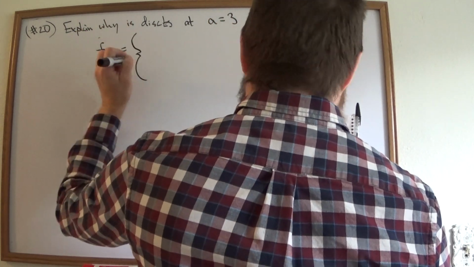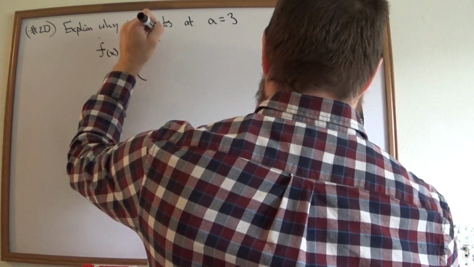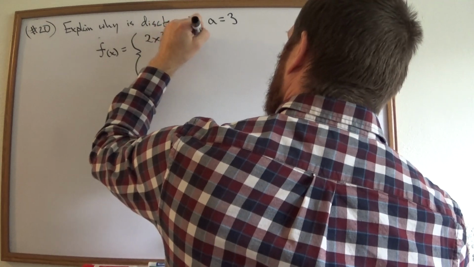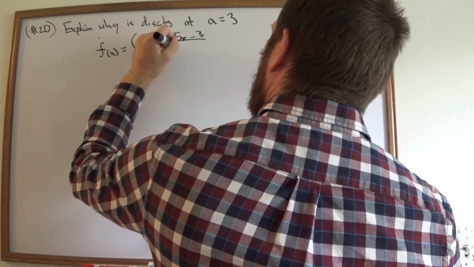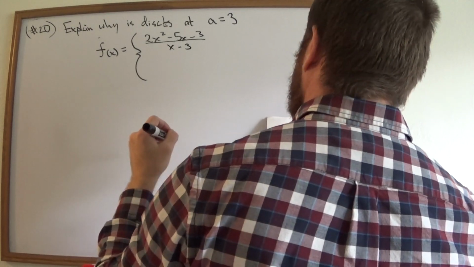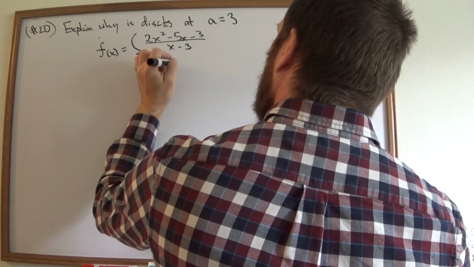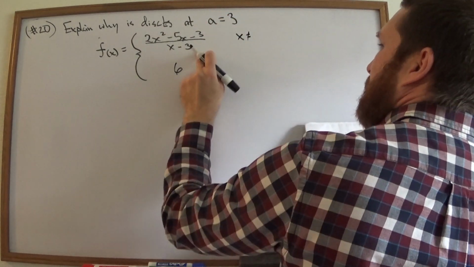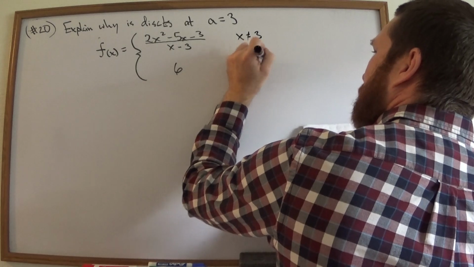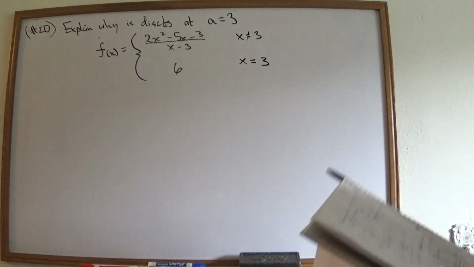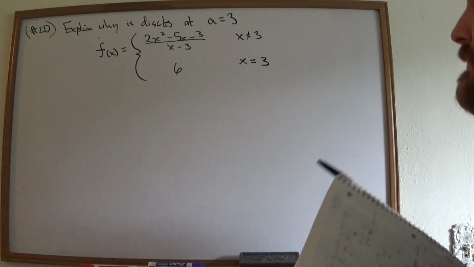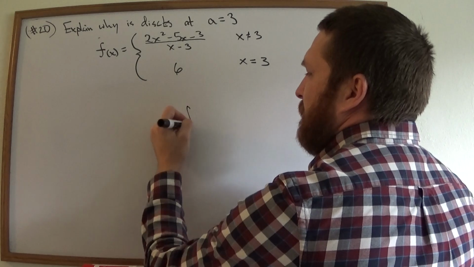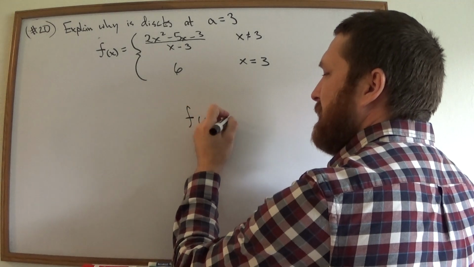Here we go. Okay, so f of x is 2x squared minus 5x minus 3 over x minus 3 when x is not equal to 3, and 6 when x is equal to 3. Can you see why it's discontinuous there? Why is it discontinuous? You can't plug in a 3. Yeah, so we could say it's discontinuous because this is not defined.